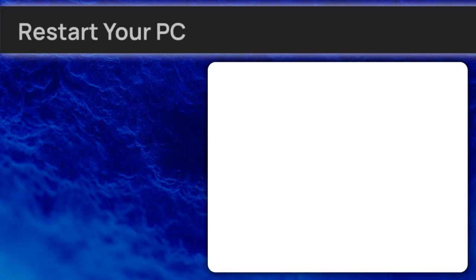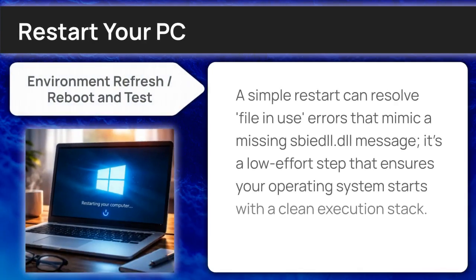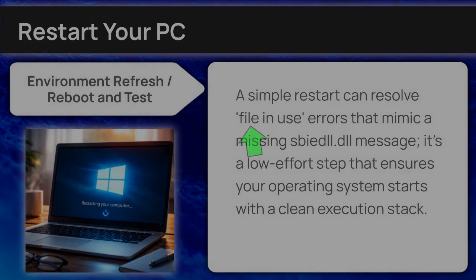A system reboot is a reliable way to clear away zombie processes that might be interfering with Sbiedll library. It's a low-impact step that ensures your operating system is starting with a synchronized environment.